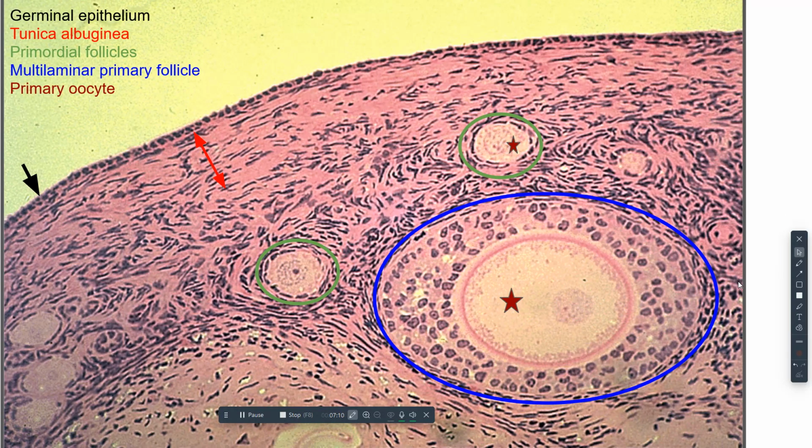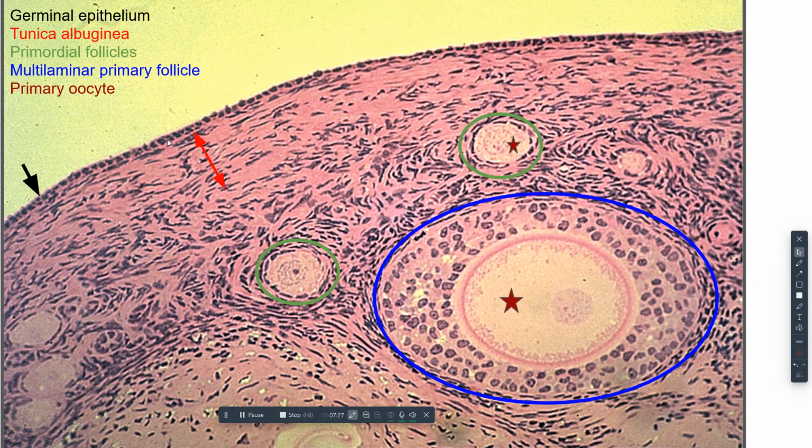So let's take a look at the ovary now. Now, of course, remember, the ovary is going to be the female primary sex organ, the female gonad. It's going to make oocytes, it's going to make estrogens, it's going to make progesterone. And we're going to be primarily looking at the cortex of the ovary.